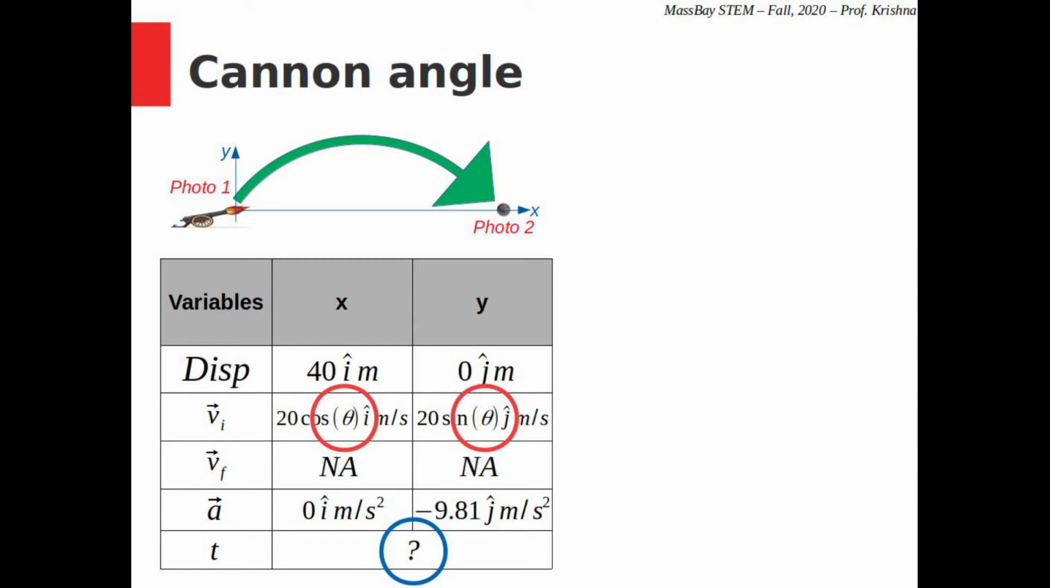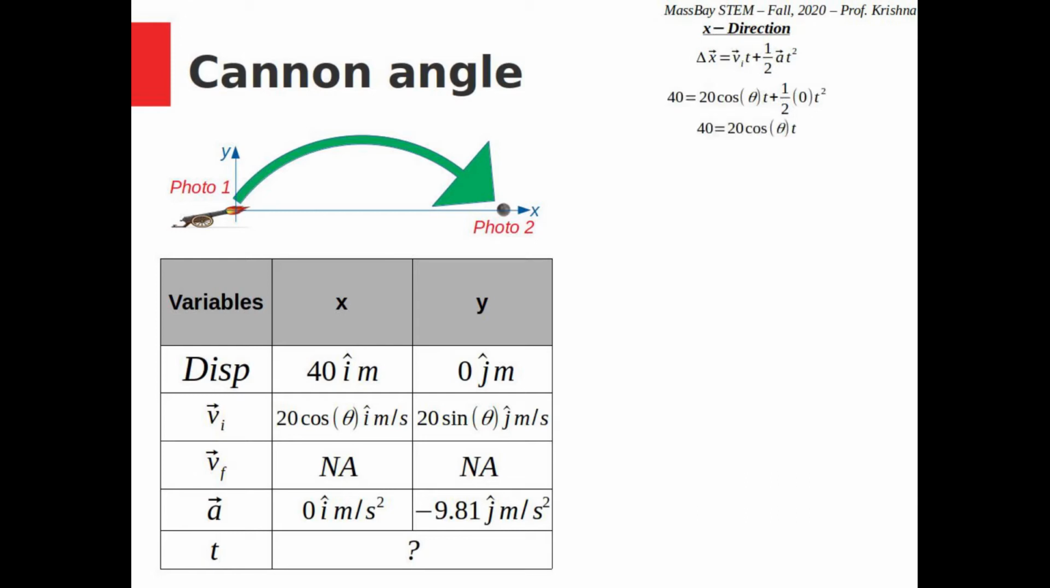Let's apply toolbox equation 2 in the x direction. When we simplify it, we get 2 is equal to cos theta times t. Now in the y direction.